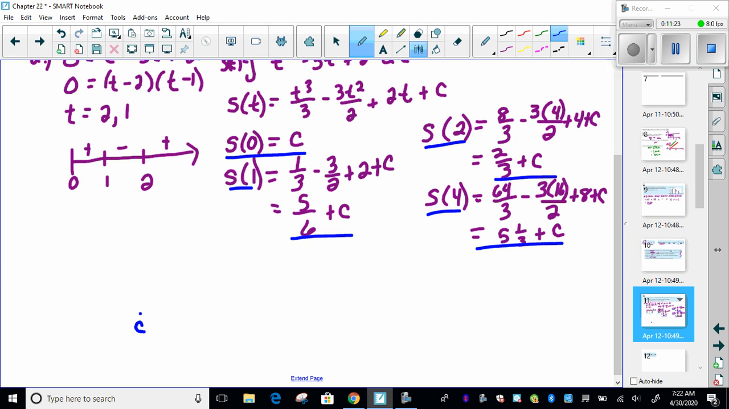It's c. So that's why I did s of 0. So s of 0 is c. That's wherever we started. We don't know what that is. Then at s of 1, it's 5/6 plus c. That's positive. So from c, we're going to go to the right, 5/6 plus c.